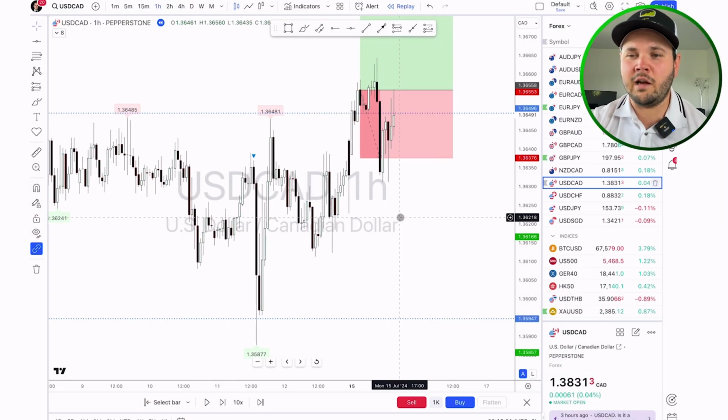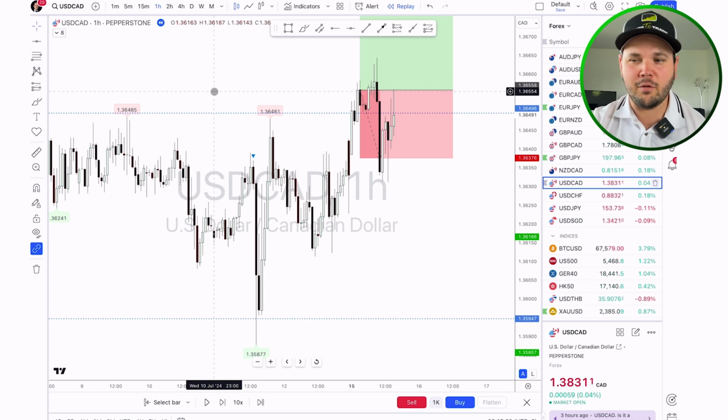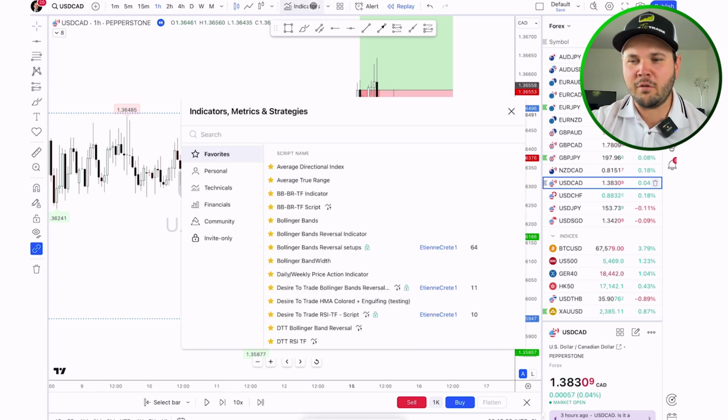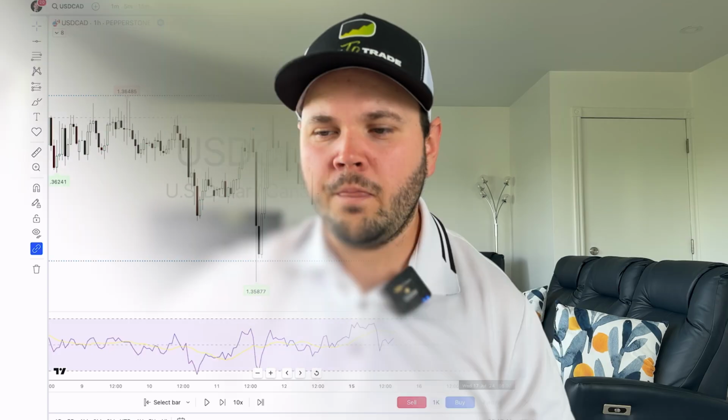So what I do to trade breakouts is I simply add one more tool for confluence. Now, that tool is pretty simple. Everyone knows it. It's the RSI. The key thing here is that I don't use the RSI like most people typically would use it. So I have a few key rules behind it.